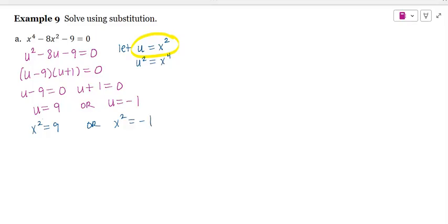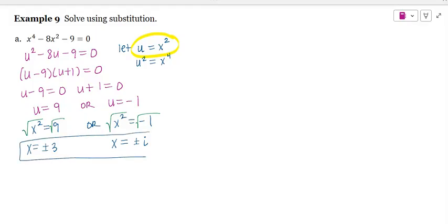In both of these cases, I'm going to take the square root of both sides. But when I do the square root, I will end up with x equals, remember I have to do a plus or a minus 3. And x equals, the square root of negative 1 is i, so plus or minus i. So I'm getting 4 answers in this situation. 2 of them are real numbers and 2 of them are complex numbers.